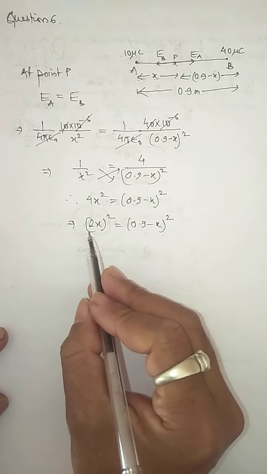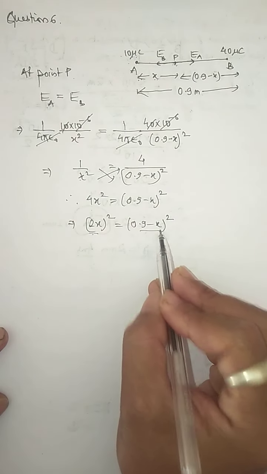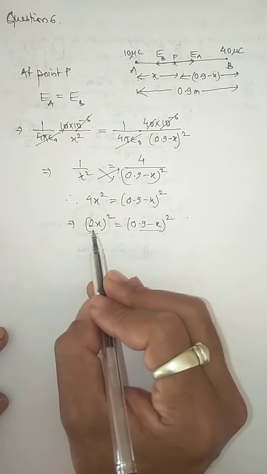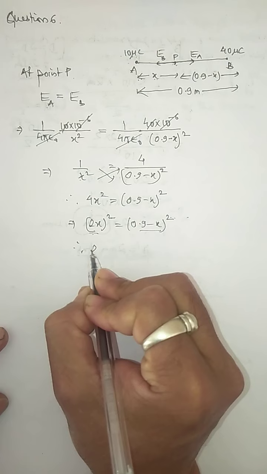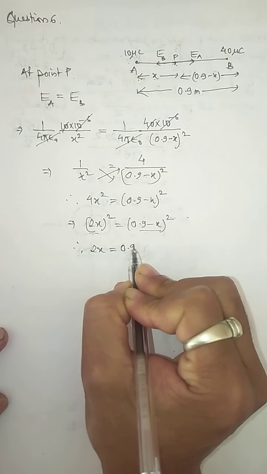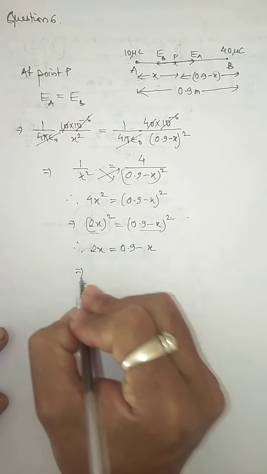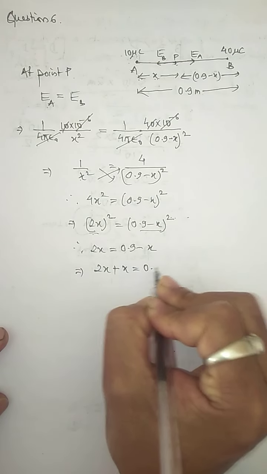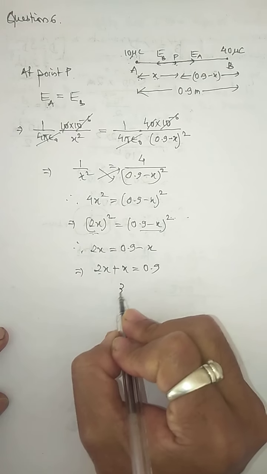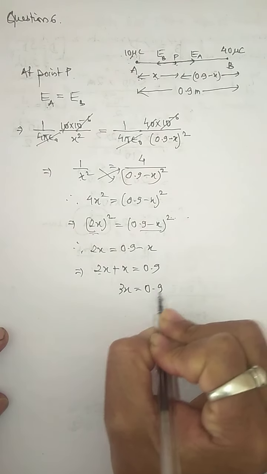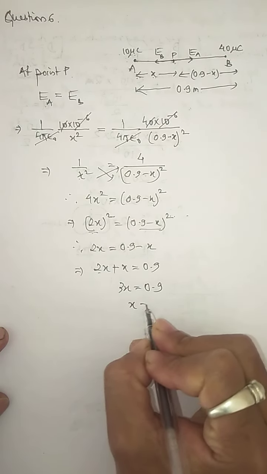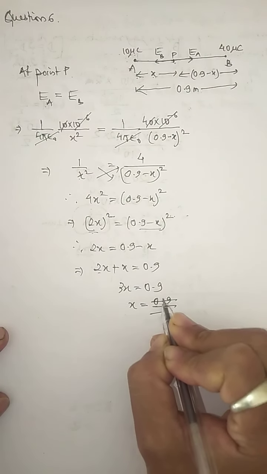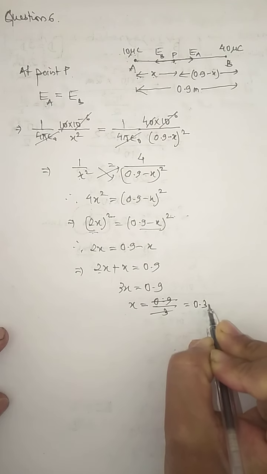So you can see these are the left hand side, these are the right hand side, same power on both the sides. If the powers are same, then the bases are also same, which means 2x equals 0.9 minus x. So minus x, if I bring it to the left hand side, is plus x is 0.9. So 2x plus x means 3x. So 3x is 0.9. If 3x is 0.9, definitely x is 0.9 by 3. So if you divide, it is 0.3 and the unit is what?